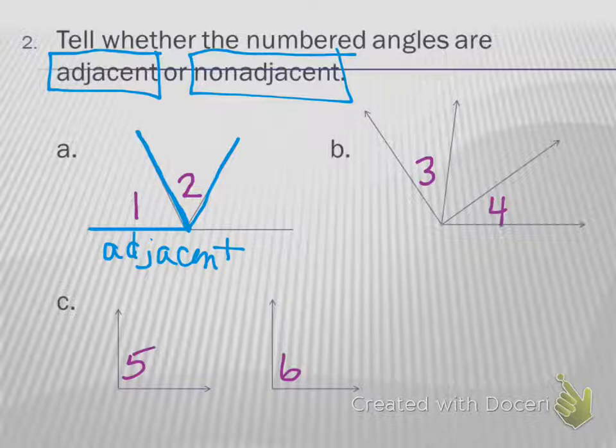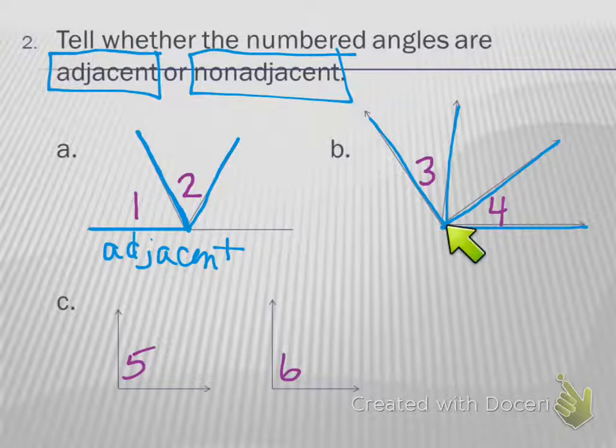All right, let's take a look at part B. Here is 3. Here is 4. Do they share a side? They share a vertex, I'll give you that much, but do they share a side? No, so these are non-adjacent.